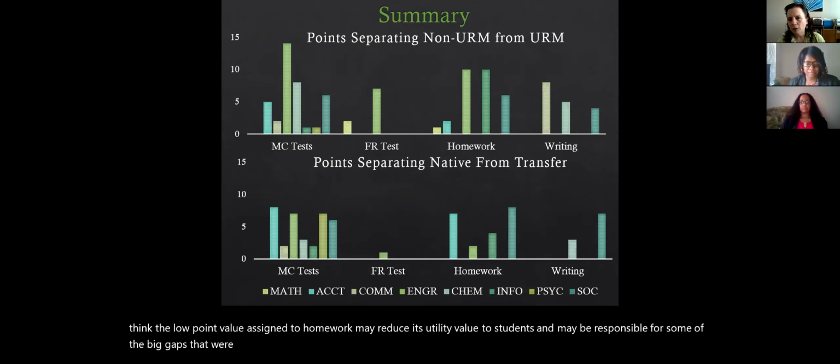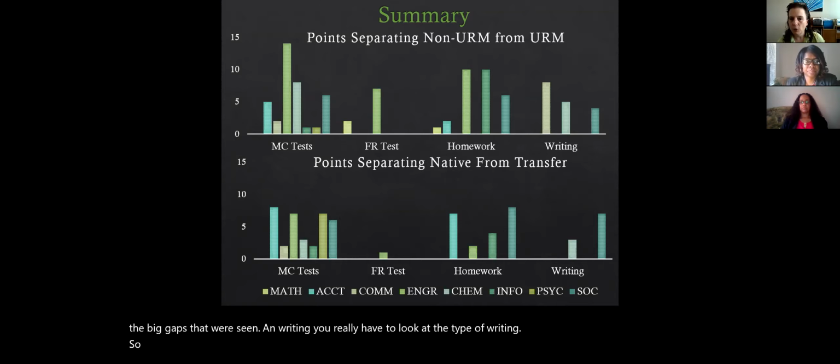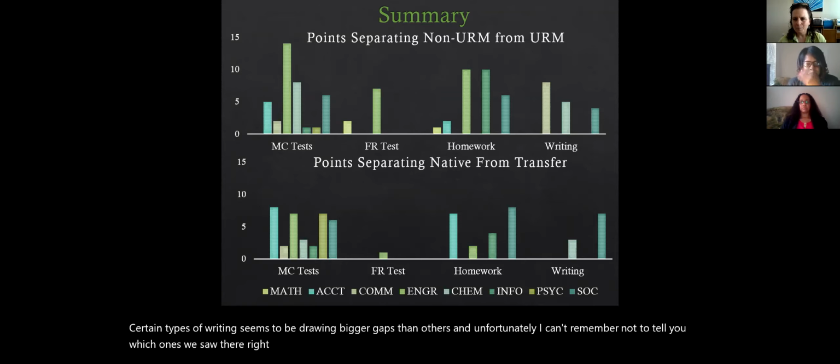And writing, you really have to look at the type of writing. So certain types of writing seem to be drawing bigger gaps than others, and unfortunately I can't remember enough to tell you which ones we saw there right now.